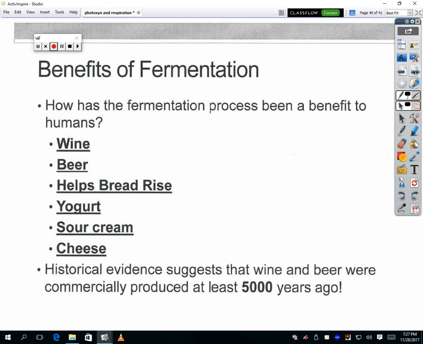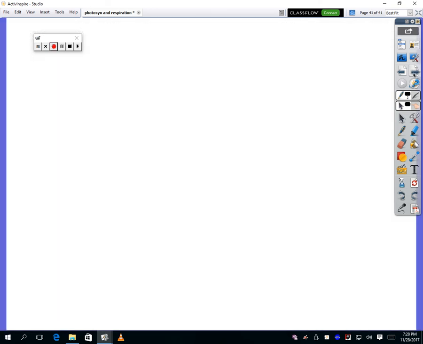So, why is this process important? Well, it's important because we use it to make things: wine, beer, yogurt, sour cream, cheese, and if you've ever made bread, yeast is used to make bread. And yeast does produce alcohol, but in the process of cooking it, you burn it all off. Obviously these are big money commodities in our day and age. But it's interesting to know that this goes back 5,000 years. We might have been making some of this stuff using fermentation for 5,000 years. Good Lord. And we're going to stop there, folks.